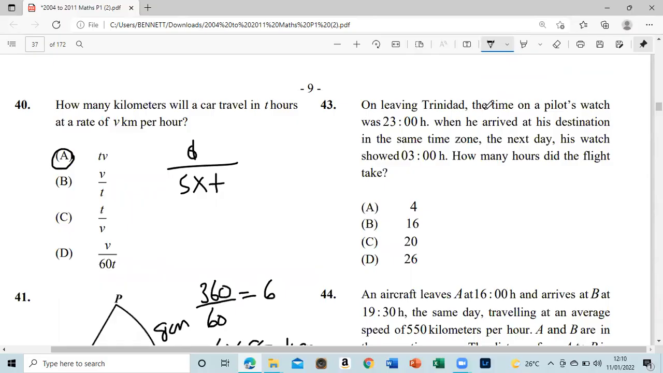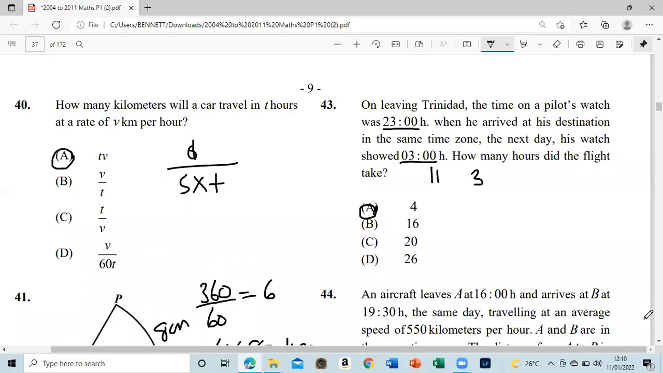43. On leaving Trinidad and Tobago, the time on a pilot's watch was 23 hours, which is the same thing as 11 o'clock. When he arrives at his destination, in the same time zone, the next day, it is 3 o'clock. How many hours did he travel? So this is 11, from 11 to 3 a.m. So that would be 4 hours.